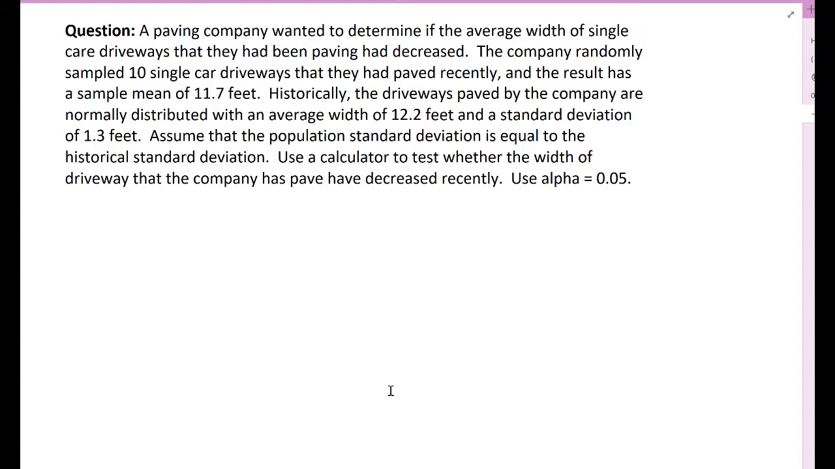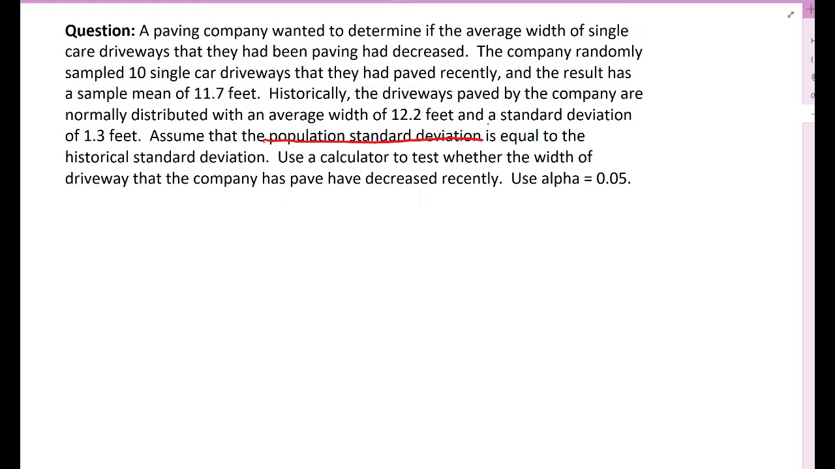Assume the population standard deviation is equal to the historical standard deviation. So, basically, we know the population standard deviation. We can do what is known as a z-test. Use a calculator to test whether the width of the driveways that the company has paved has decreased recently.